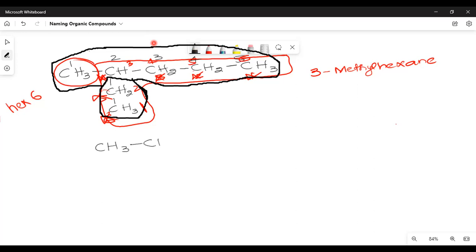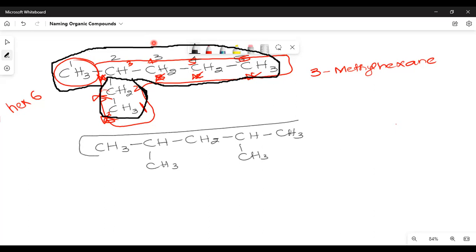Let's say you have this whole chain, and then there is a CH3 over here, and then there is a CH3 over here. Now, this time, if you look at the whole chain, you do understand that this is the straight longest chain we can come up with. This is the parent chain. Now we have two branches, one over here and one over here.